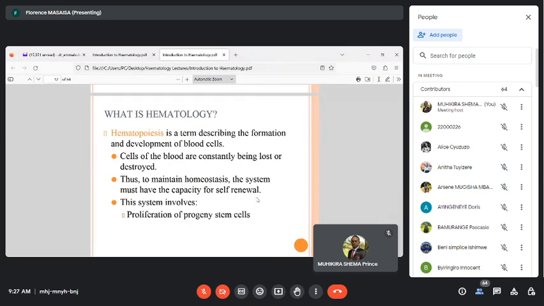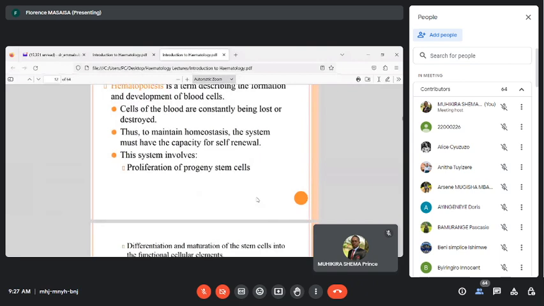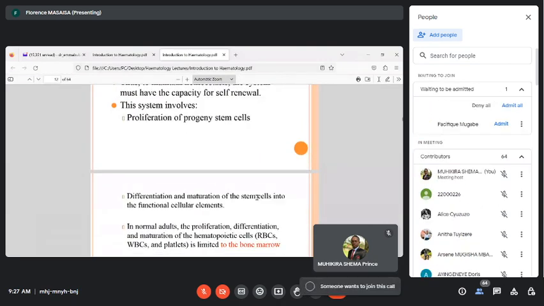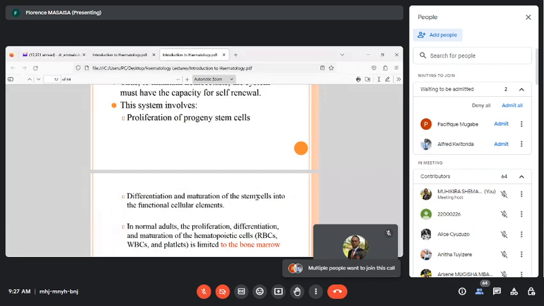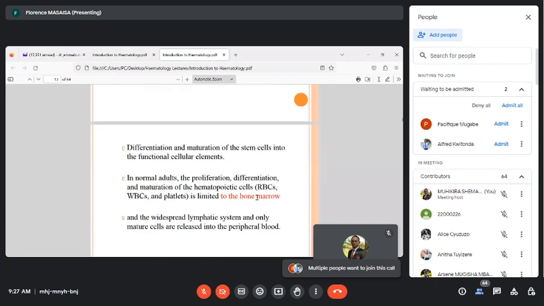So to maintain this, the cells have the capacity of self-renewal. That means in case of need, there will be a signal stimulating the production of the cells. So in the system involved, there is a proliferation of progenitor cells, which are the stem cells. The stem cell will undergo proliferation, then differentiation and maturation. Then when they are mature cells, that's when the bone marrow will release those cells into the peripheral blood.